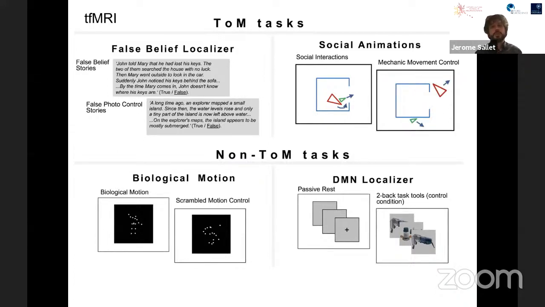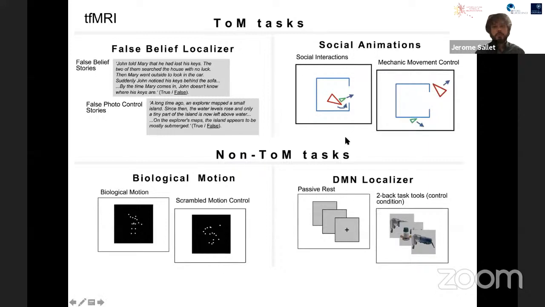You also use the social animation task, in which you have geometric shapes that are interacting on the screen. For instance, you would describe this video as the red triangle pushing the green triangles away from the square. So you attribute some intention to geometric shapes. Or you have shapes that move randomly on the screen, bouncing around against the walls of the square or the edge of the screen.